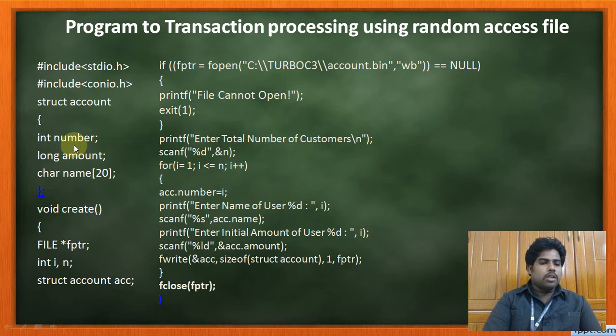This number denotes the account number. This amount is the transaction amount, or how much amount is present in your account. Then this char name, this character array or string, is used to denote the username. Then here I am going to implement three functions: one is create, another one is view, and another one is transaction. Totally three functions I am using here.